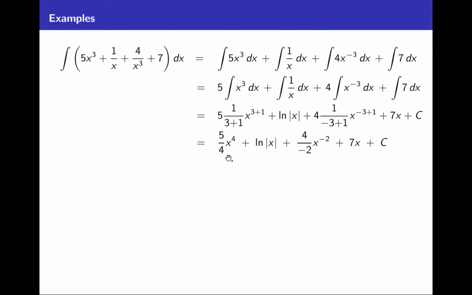And cleaning that up, we get an answer of 5/4 x to the 4th plus ln absolute value of x plus 4 over minus 2 x to the power of minus 2 plus 7x plus c. And further cleaning that up, the 4 over 2 is a 2. Bring that negative 2 power down to the bottom here. And there is our answer.